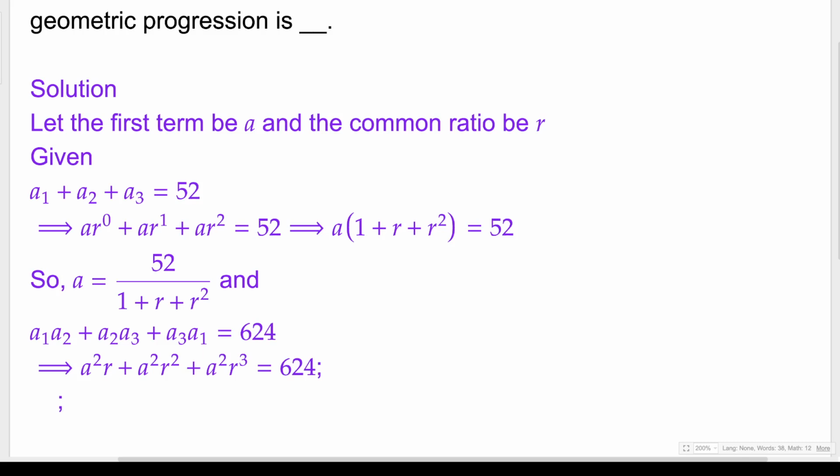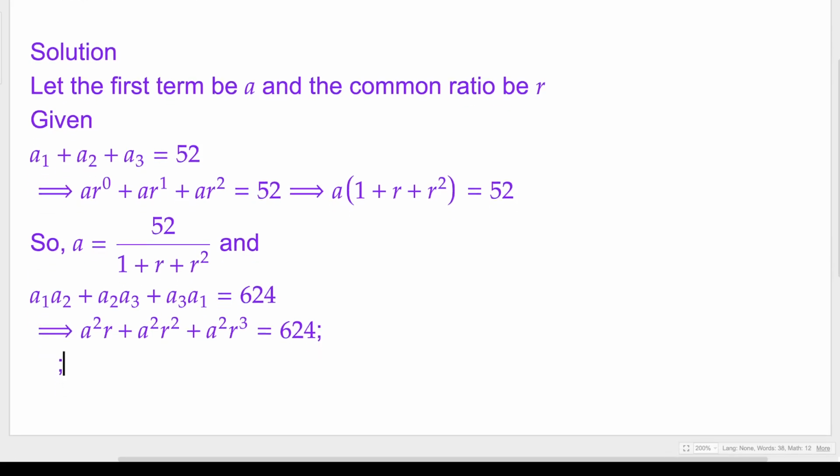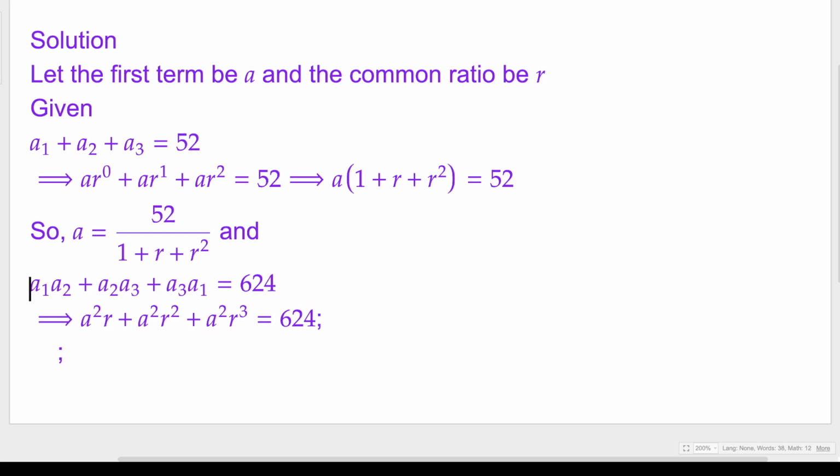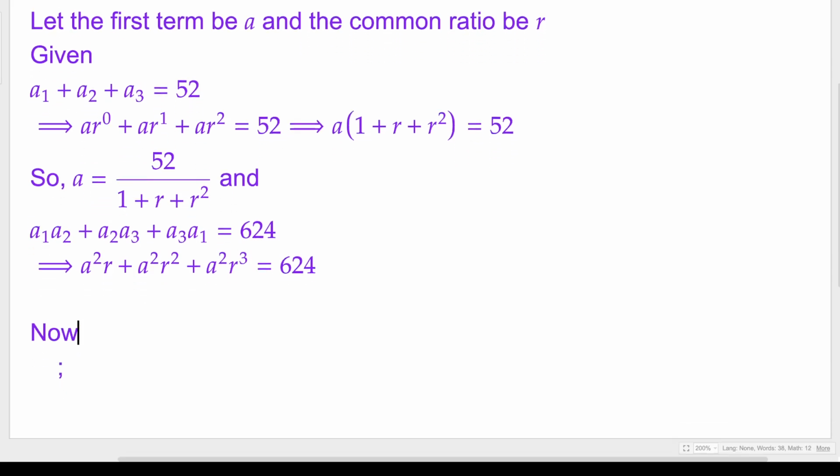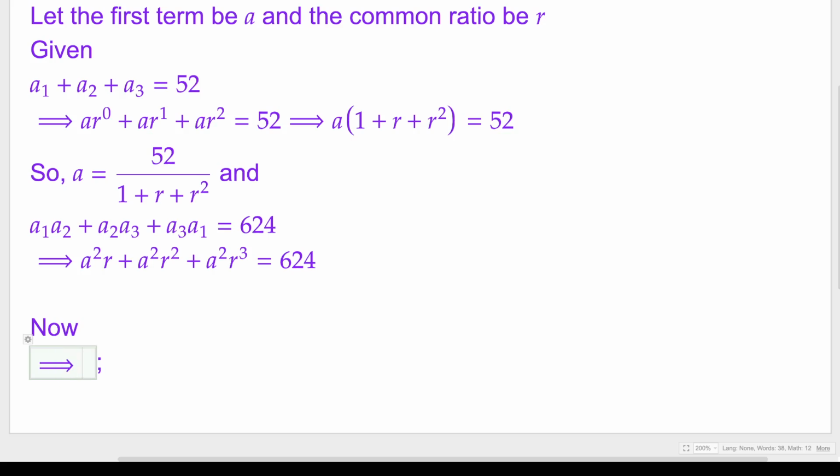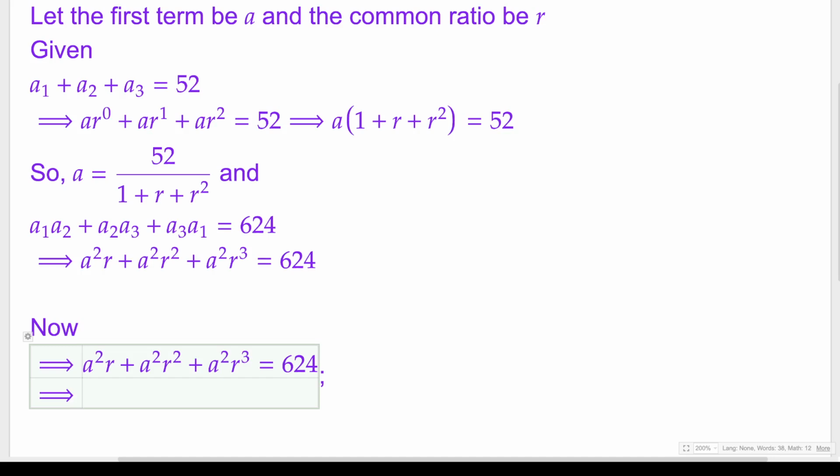So now we have this quantity with us. Once we have got this 624, let us proceed towards the next steps. I'll repeat this once here. From here you can observe that a squared is common, so we take a squared common: a squared times (r plus r squared plus r to the power 3) is equal to 624.